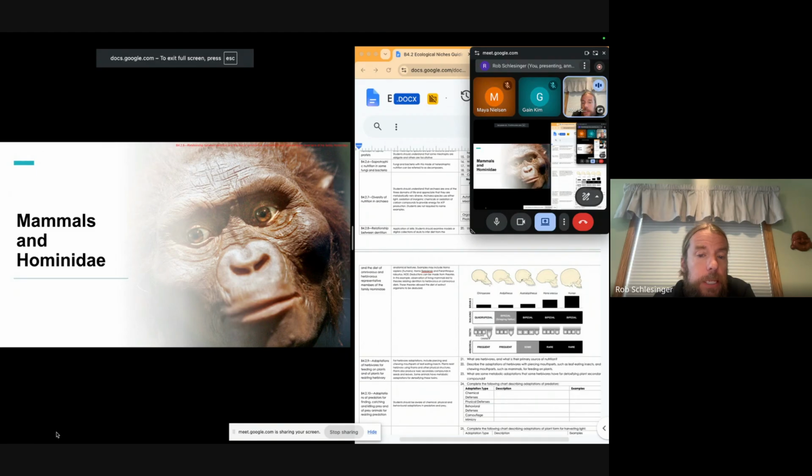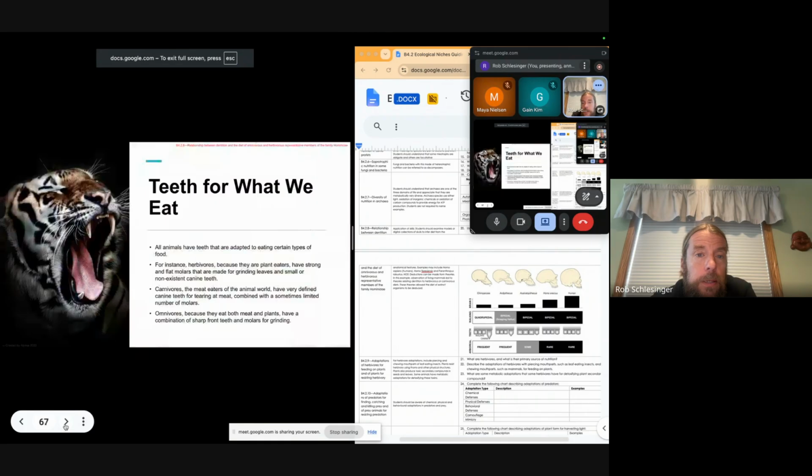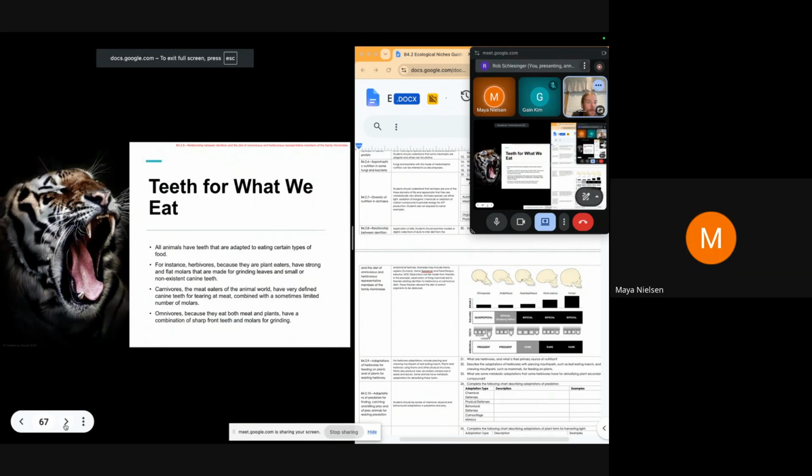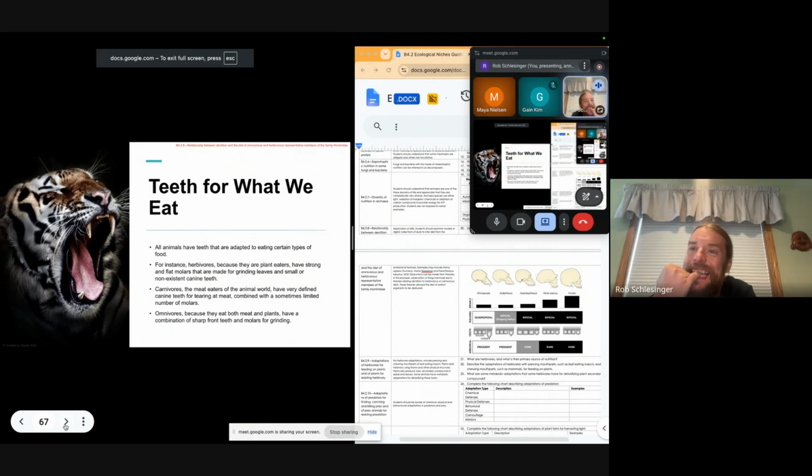So let's take a look at teeth. Do you guys know the different types of teeth? When I say incisors, what am I referring to? Teeth inside of your mouth. Yeah, these guys, right? The teeth at the front that are good for tearing and slicing.